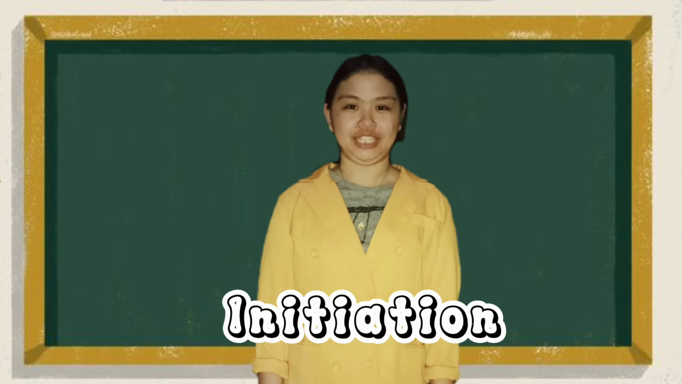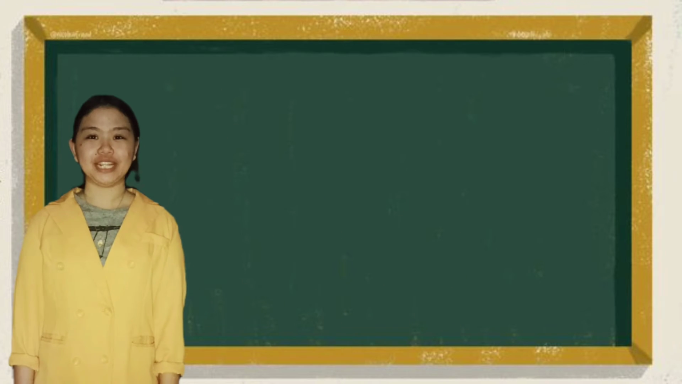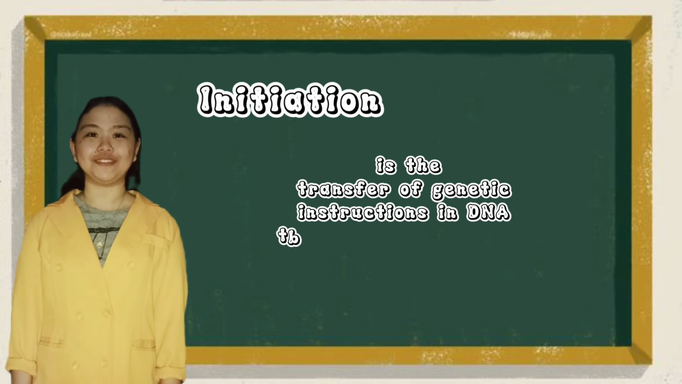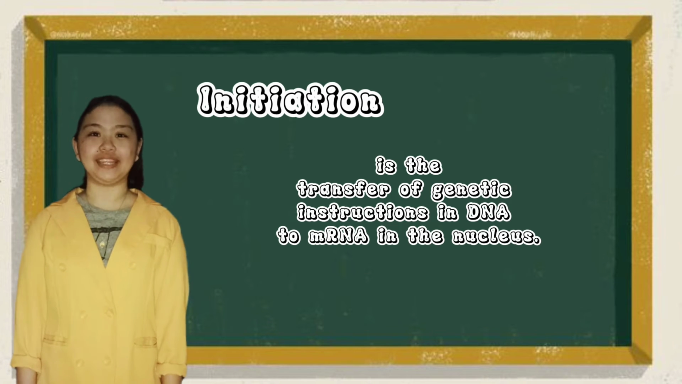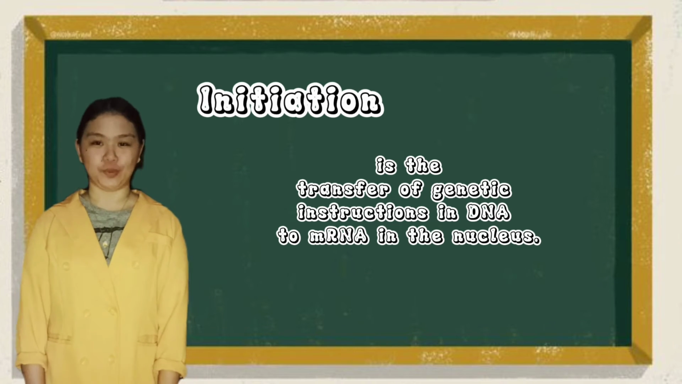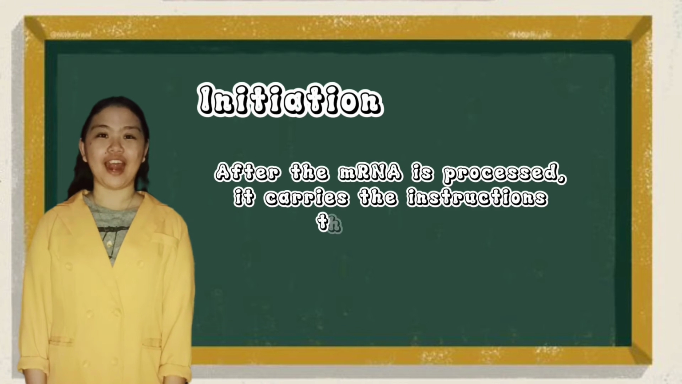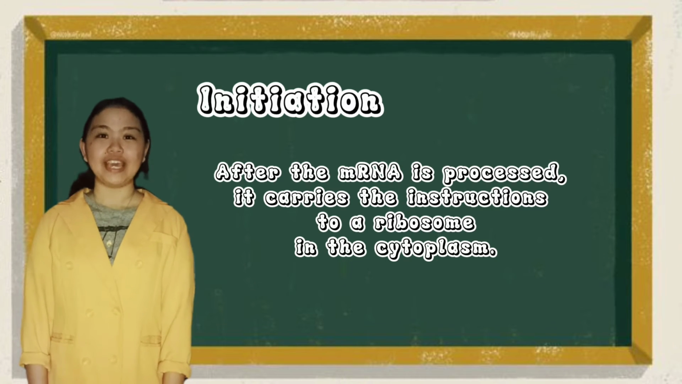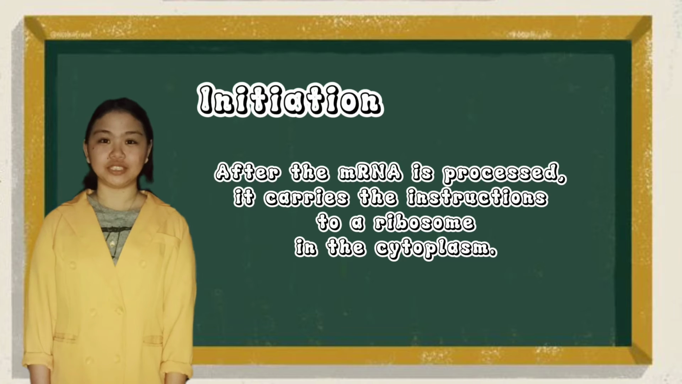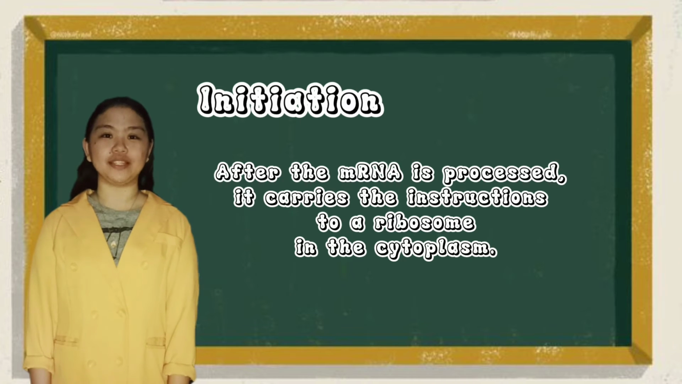The first step in transcription is initiation. Initiation transcription is the transfer of genetic instructions in DNA to RNA in the nucleus. After the RNA is processed, it carries the instructions to a ribosome in the cytoplasm. Translation occurs at the ribosome, which consists of RNA and proteins.